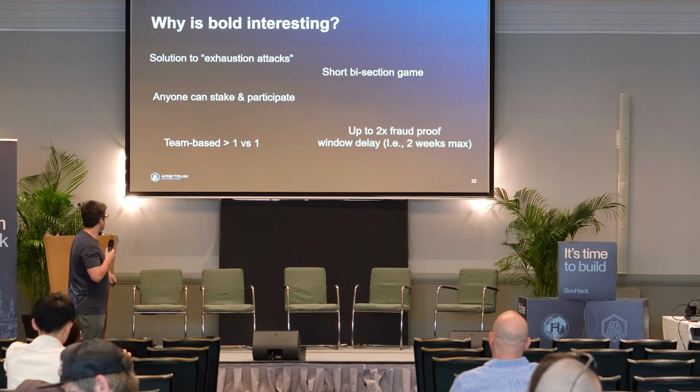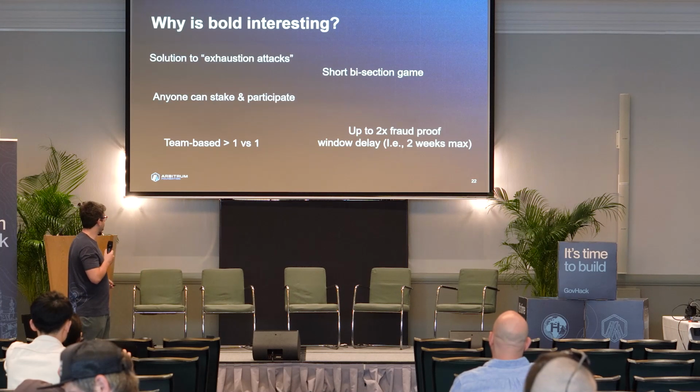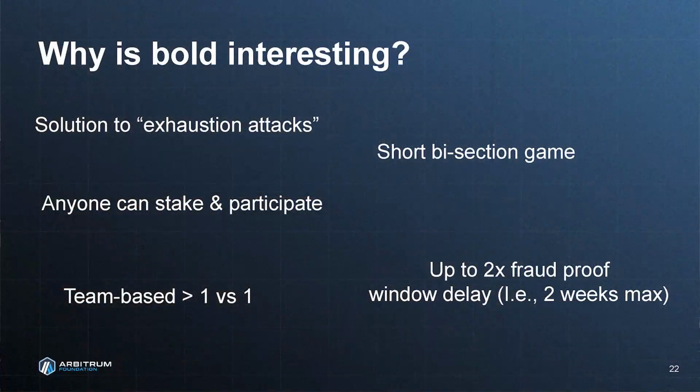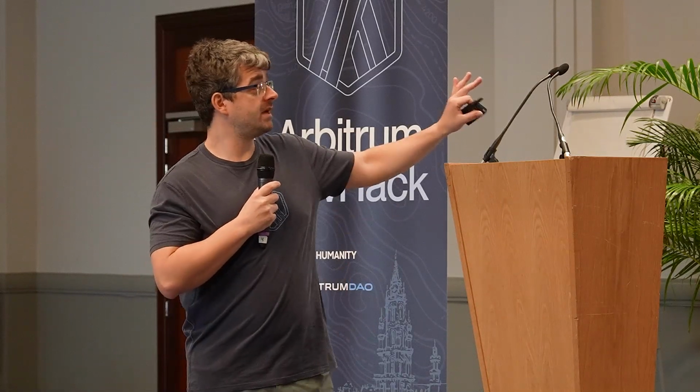And I have some little points to make there. There's something called an exhaustion attack that I won't go into now, but there's a solution to this in Bold. That challenge game, that bisection protocol, it's a lot shorter. In the initial fraud proof system, it was quite a long game. It could be extended indefinitely. Here, it's very short. It can only last up to 2 weeks. So eventually, it'll always finish. And it's also a team-based game. If Alice is fighting Bob, and then Alice goes offline, then Caroline could pop up and continue the game and protect the system. So for most people, you don't really have to be concerned about that. But Bold is just a better fraud-proof system in every single way than the existing system.